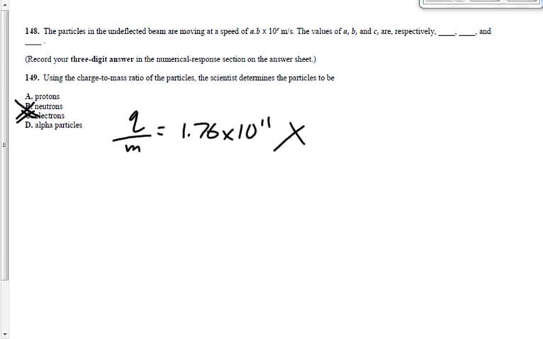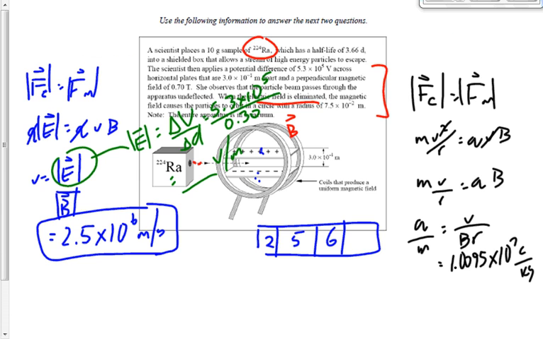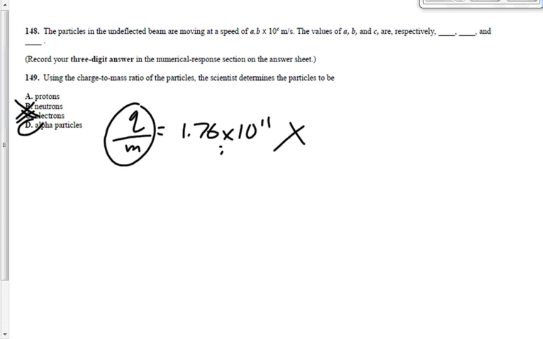Why am I crossing off B without even calculating a charge to mass ratio? Because it's 0, it has no charge. Proton, alpha particle: divide Q over M for both of them. Both of them are going to give you a value that's less than 1.76 times 10 to the 11. The alpha particle, I believe, is the one that gives you this value right here, 1.0 times 10 to the 7. So that means it's got to be D, the alpha particle. That make sense?